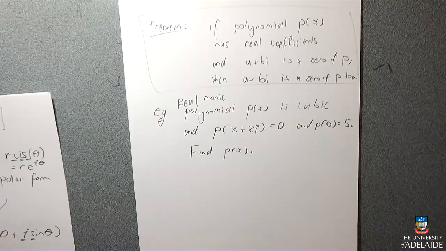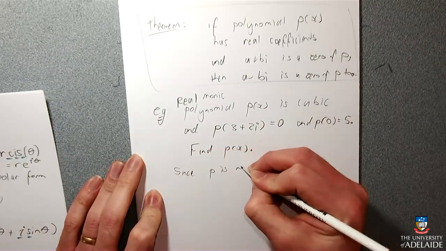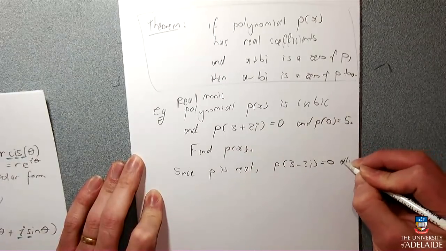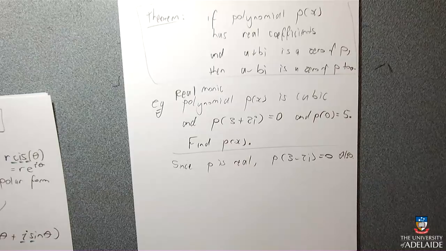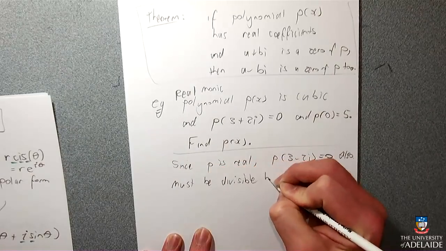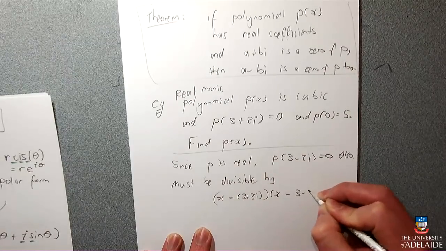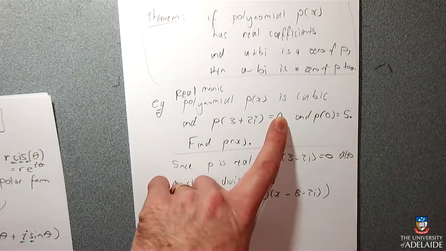Well, not because it's cubic, because it's real, if 3+2i is a root, then 3-2i will be there as well. So since P is real, we know that 3-2i is also 0. And that means that it must be divisible by (x-3+2i) and (x-3-2i). So if something is 0, then you must be able to divide it by x minus that.